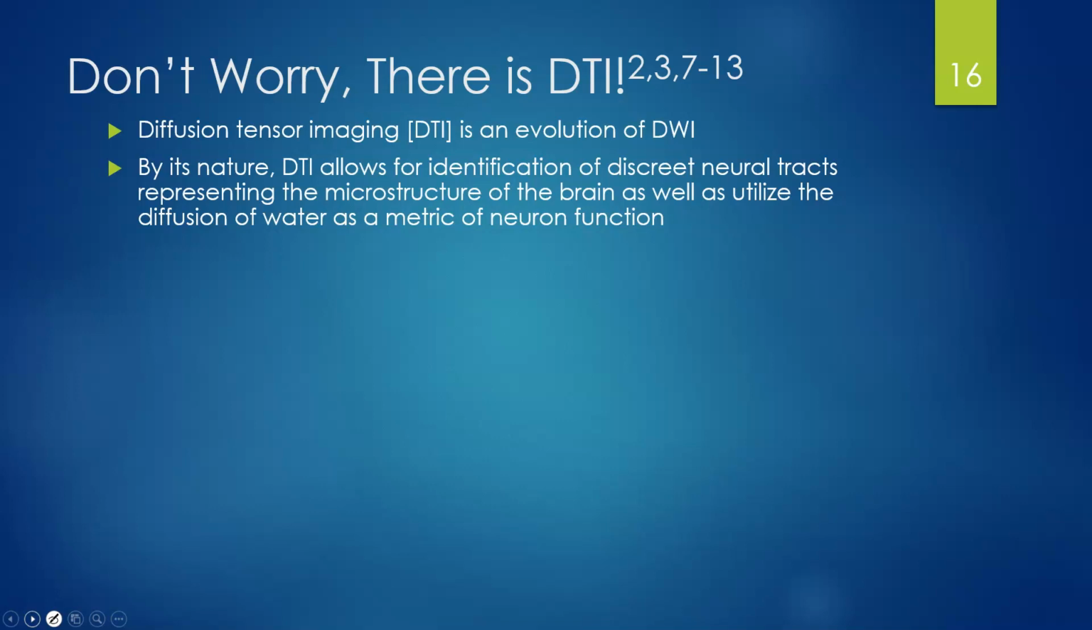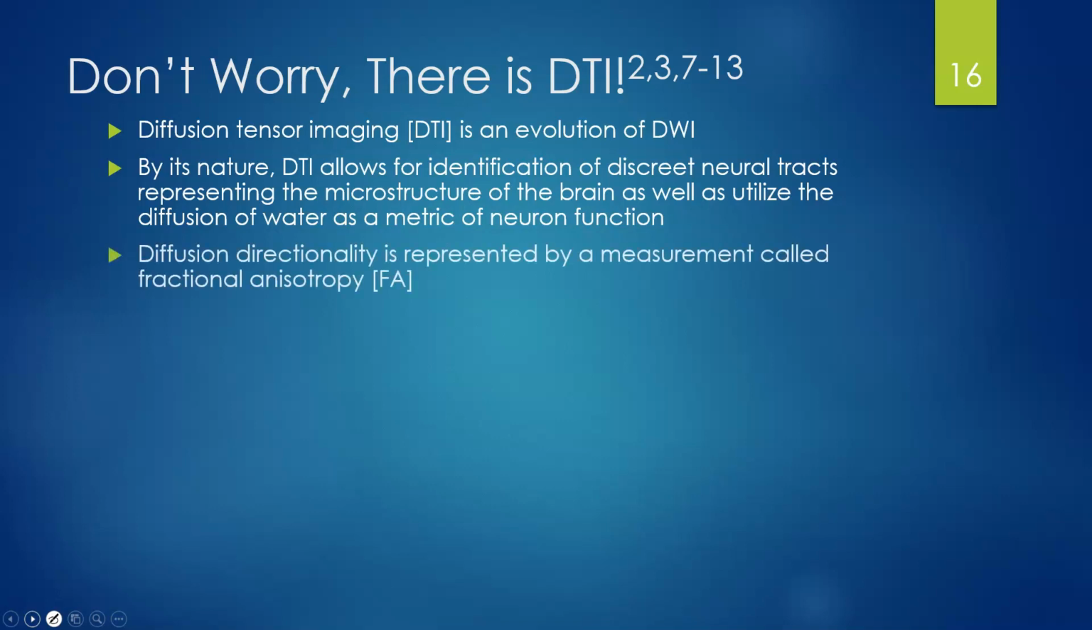And we can even go deeper than that, because of the diffusion information we get, we can use that movement of water as a metric for the overall function of that nerve and that neuron. We talk about this movement of water as a direction and an amplitude, and we use a measurement called fractional anisotropy, or FA, and that's a very important part of what we're looking for in a DTI image.